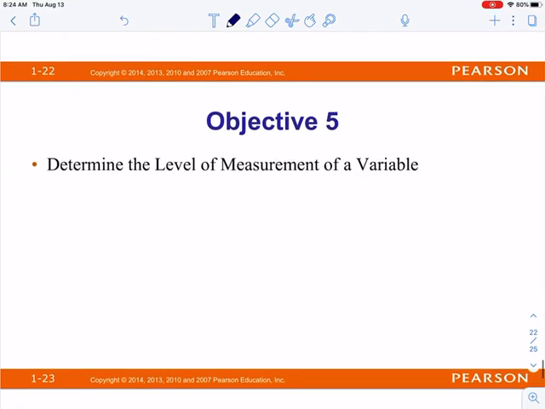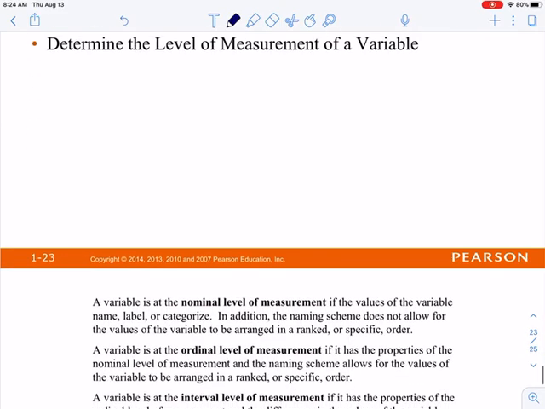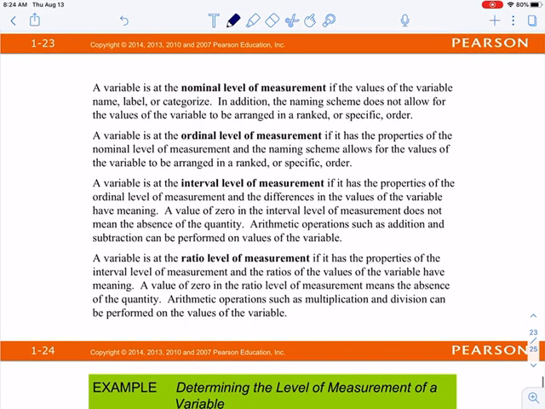And our last objective is to determine the level of measurement of a variable. So there's 4 levels that we need to know about. A variable is at the nominal level of measurement if the value of the variable names, labels, or categorizes. In addition, the naming scheme does not allow for the values of the variable to be arranged in a rank or a specific order. So nominal is really naming only.